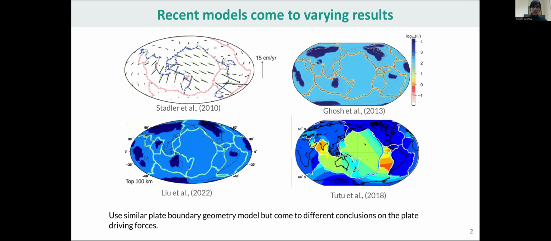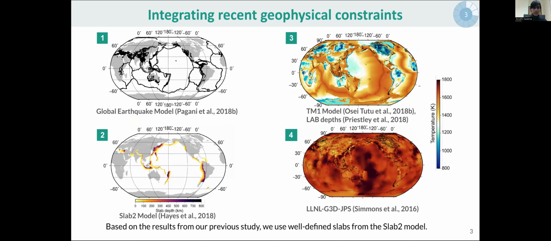And additionally, these models also come to different results regarding what drives the plates. For example, one model attributes about 70% of the plate driving forces to lower mantle heterogeneity, while Stadler's models suggest that if no lower mantle heterogeneity is present and only slab pull is present, that can explain most of the plate motions. So we resolved these and set up our models.